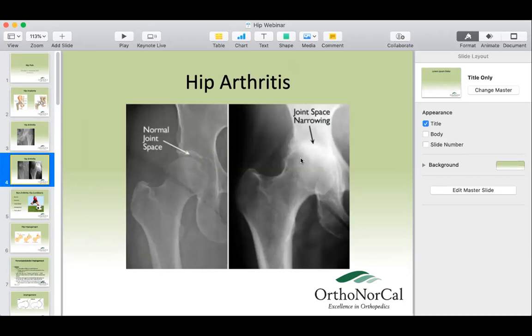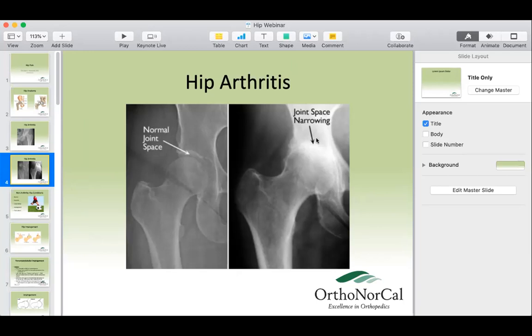And you can see the bone gets very white. We call that sclerosis. It's a hardening of the bone, which is a reaction of the bone in response to the fact that it no longer has the cartilage there to protect it. Now, Dr. Cagle is going to talk primarily about hip arthritis, and so I wanted to bring this concept up as it's one of the first things that we think about and talk about when we talk about hip pain.